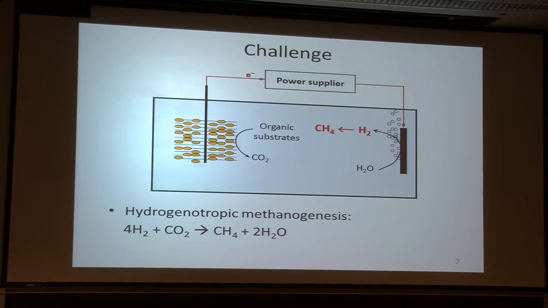And there's one challenge, which is methanogenesis. If you produce hydrogen, hydrogen is rapidly converted to methane through hydrogenotrophic methanogenesis. Hydrogenotrophic methanogens use hydrogen gas as electron donor, and they use carbon dioxide as electron acceptor and carbon source, and they produce methane.